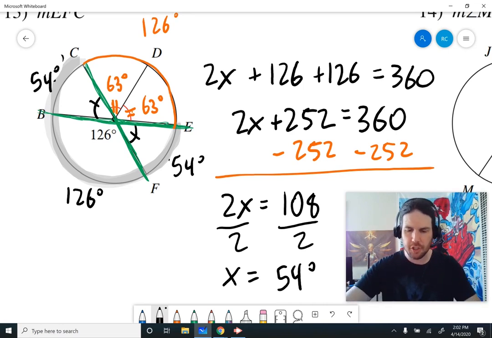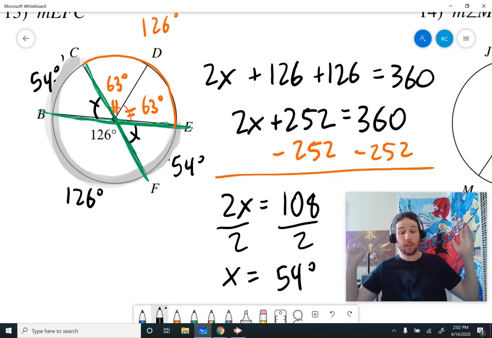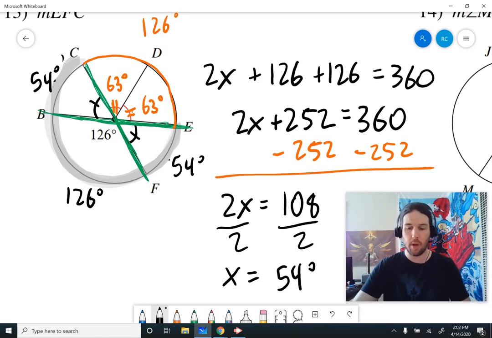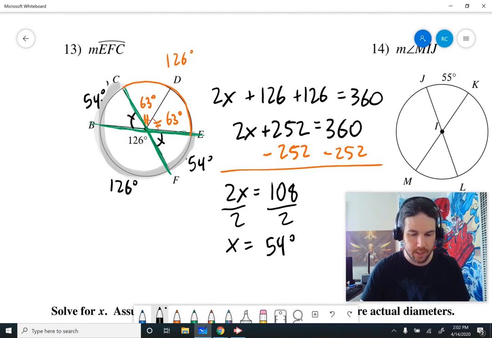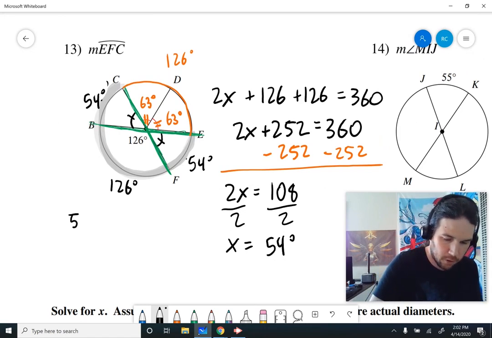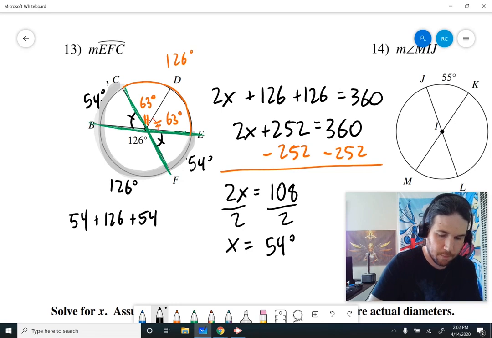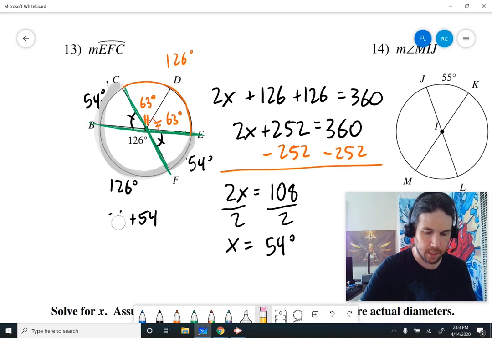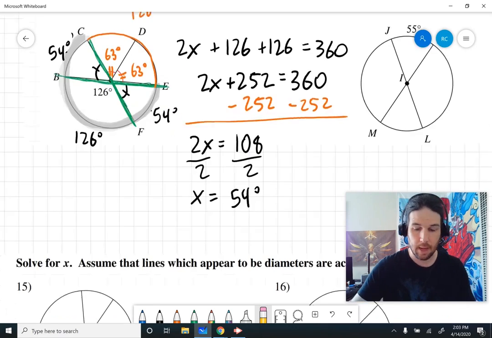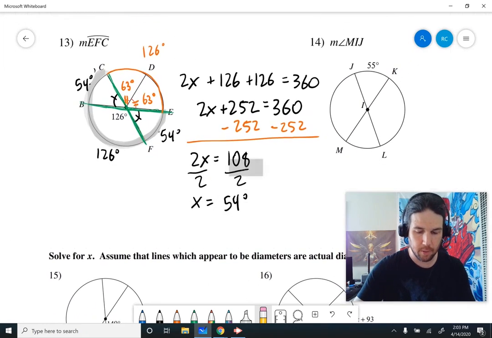So what was I originally looking for? I now know every single one of these angles. What am I actually looking for? I wanted the measure of arc EFC. So that looks like it's 54 plus 126 plus 54. That is not good, nice, neat work. I'm not going to put that over there. I'm going to do the good thing and put my work underneath.